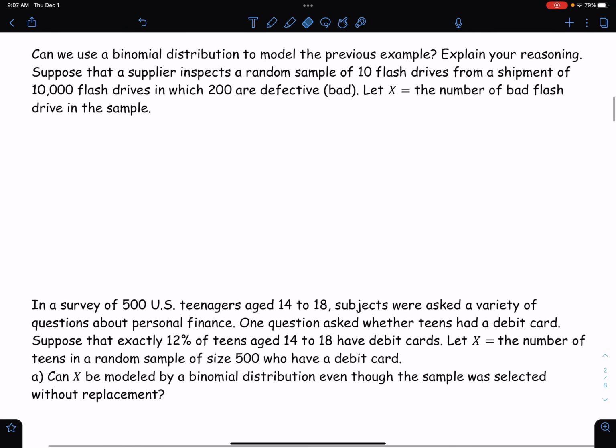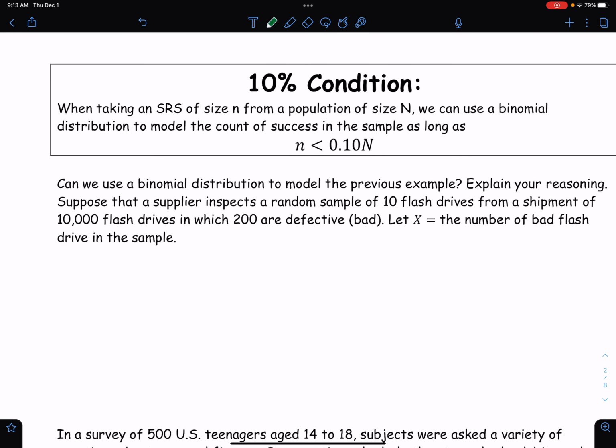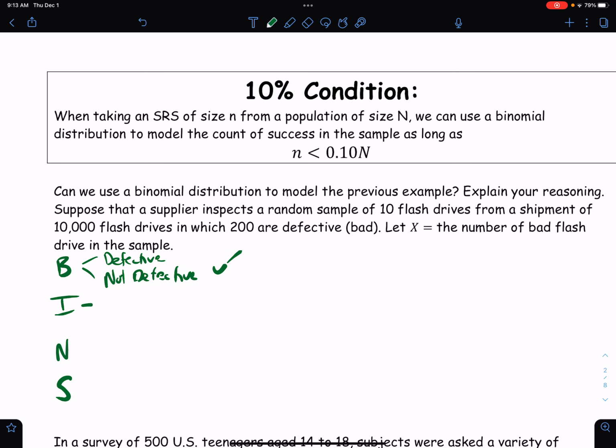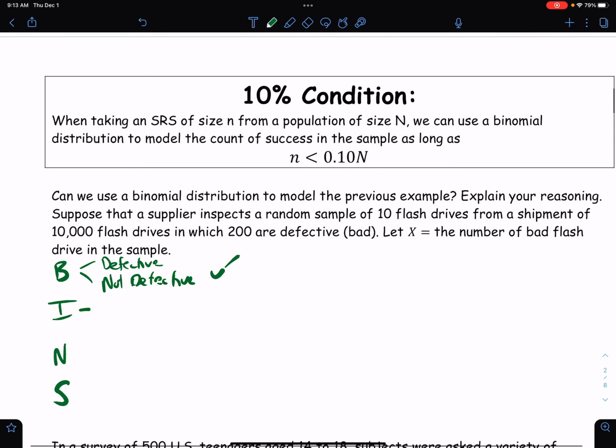So let's look at the next question. Knowing what we know now, let's go back to the past example we had and see if that represents a binomial distribution. So we have to check our BINS. Binary: it's either defective or not defective, so there are only two options there. That's good. It's not independent, but we can bypass independence if our sample size is so much less than our actual population size, that would be lowercase n.